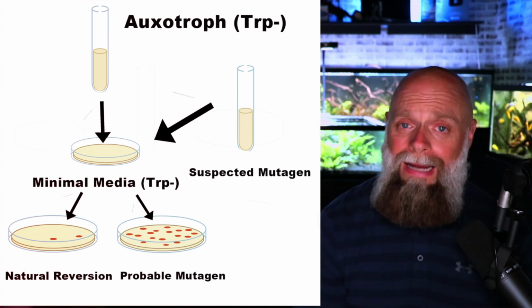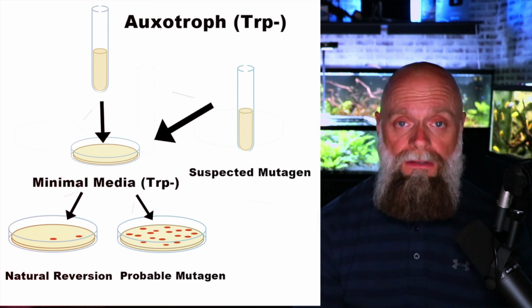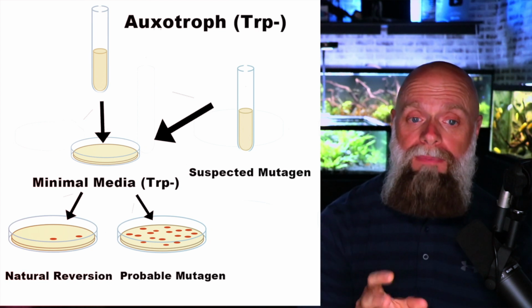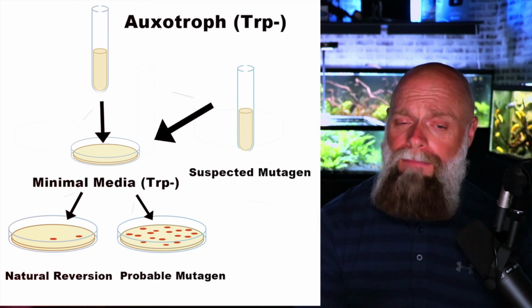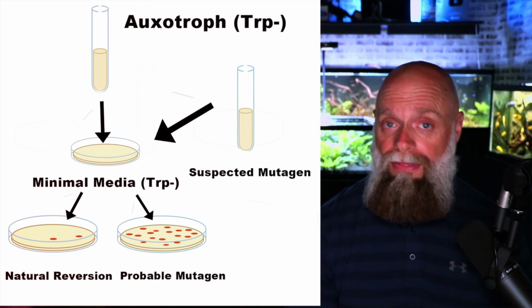Really, those two dots represent 2 cells. Out of all the microbes that would be in that original tube at the top, 2 cells went back and reverted back to wild type. That is next to nothing.